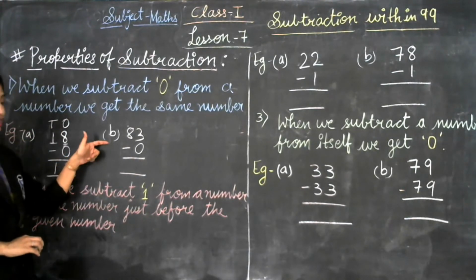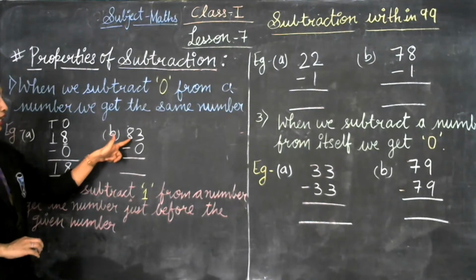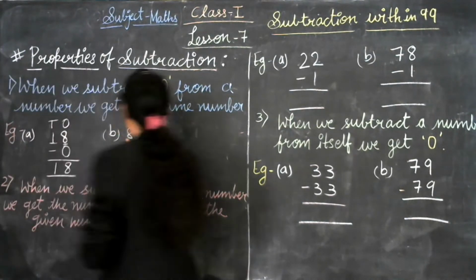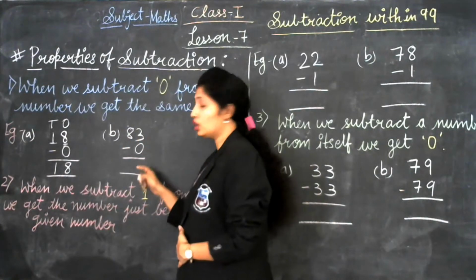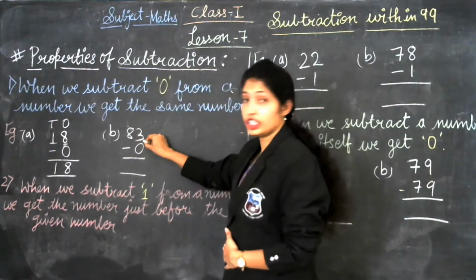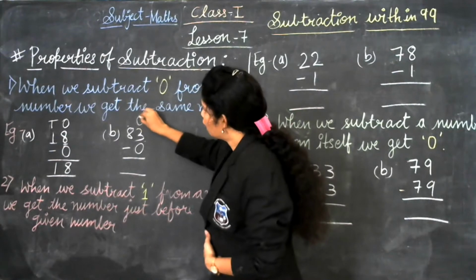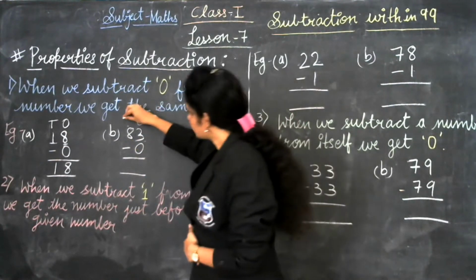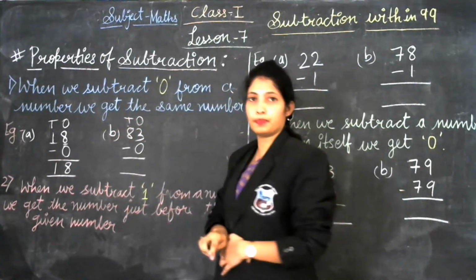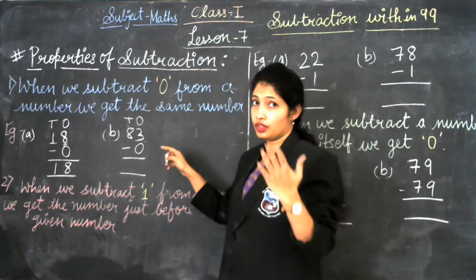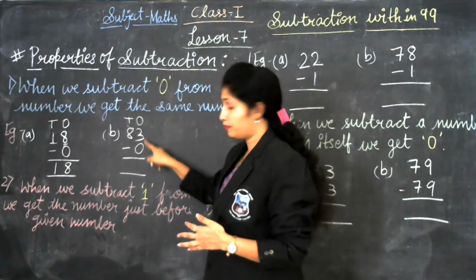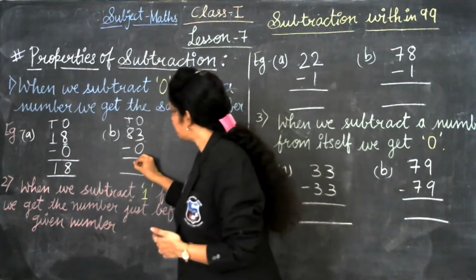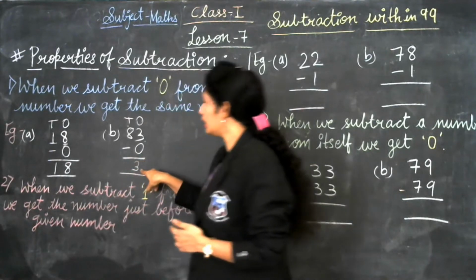Now the second example, look at this: 83 minus 0. So children, 83 minus 0. First, 3 is in which place? 3 is in the 1's place. 8 is in which place? 8 is in the 10's place. Clear? Now first we will subtract the 1's place value. 3 minus 0, we get the same number, that is 3.